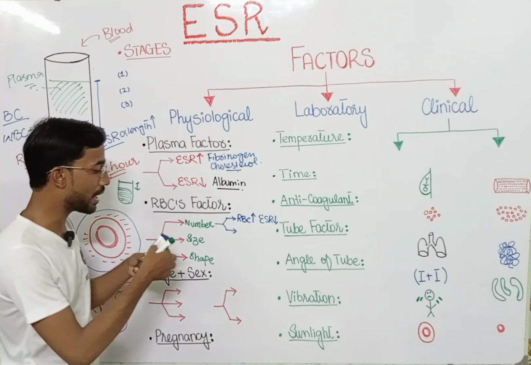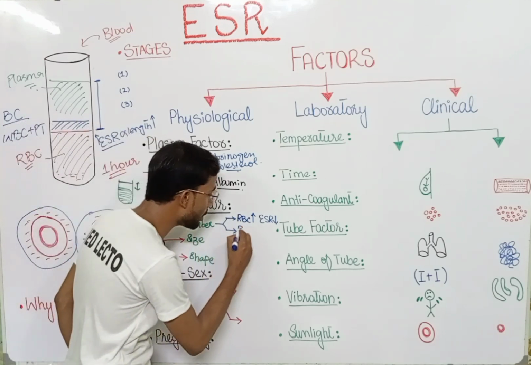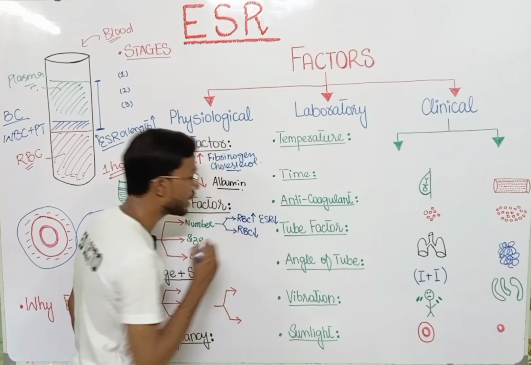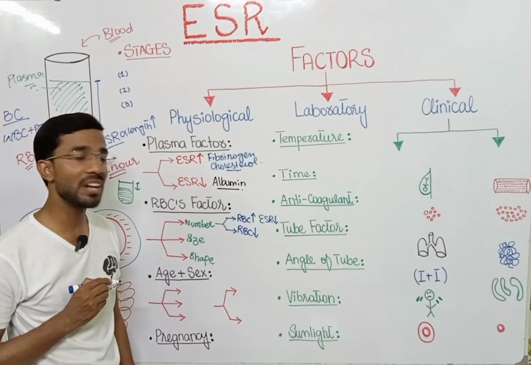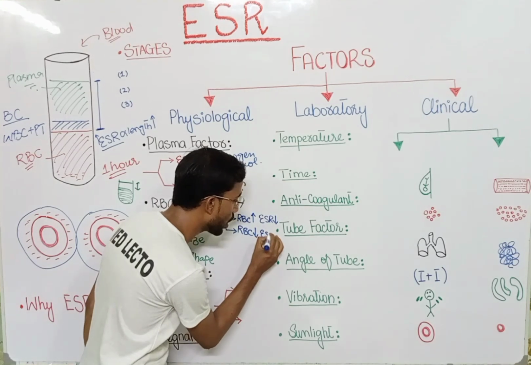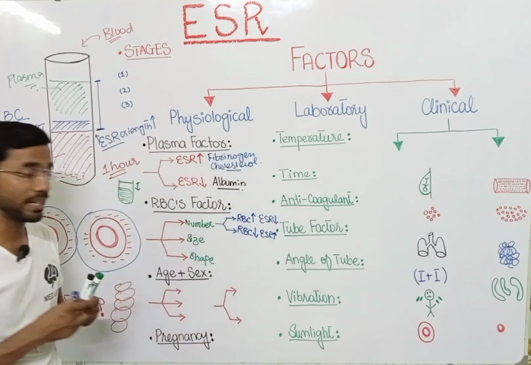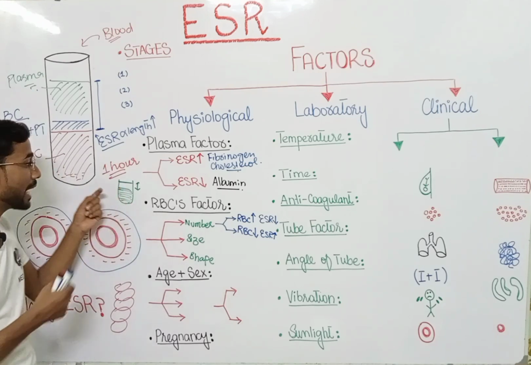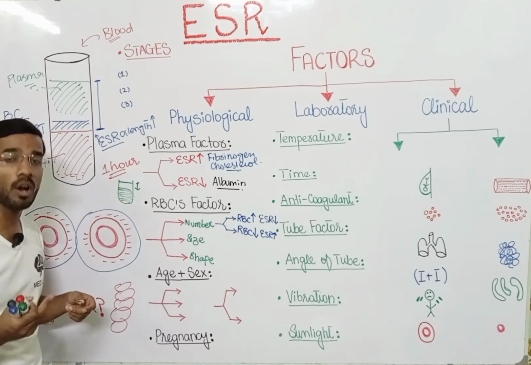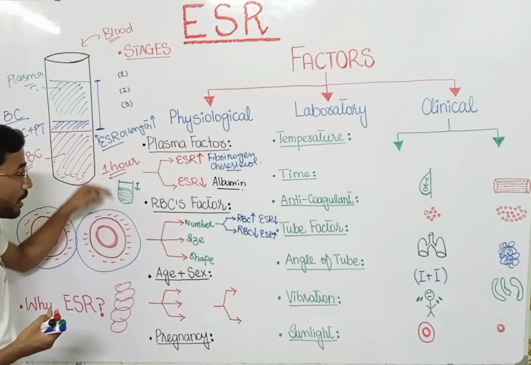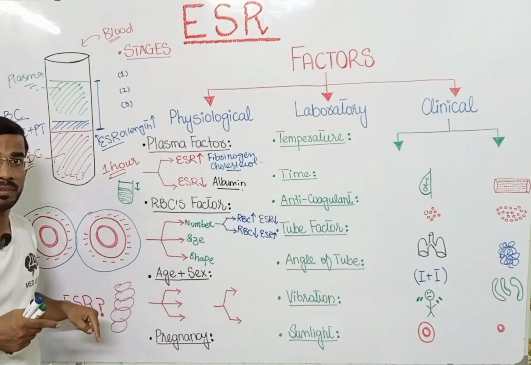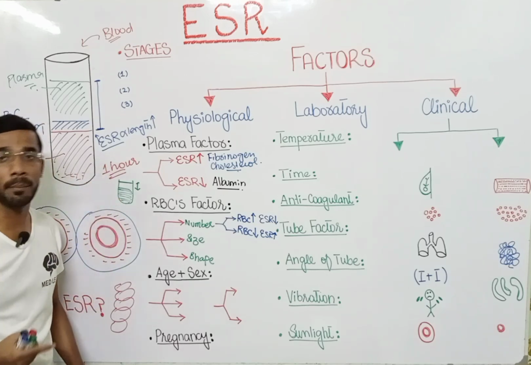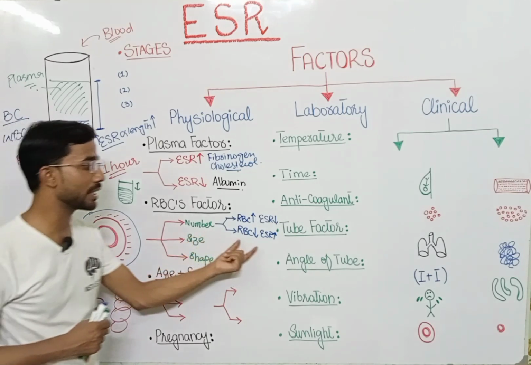The opposite is when the RBC concentration decreases. Then the ESR will increase, because there is a low number of RBCs. Let's suppose a small amount of RBCs will settle faster as compared to a large number of RBCs. So this is another reason.